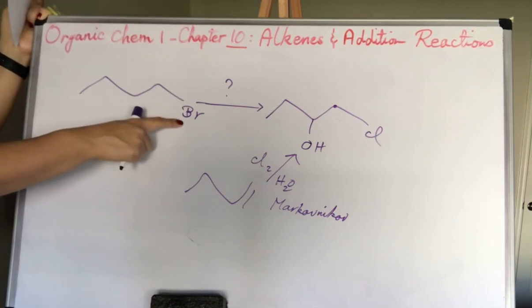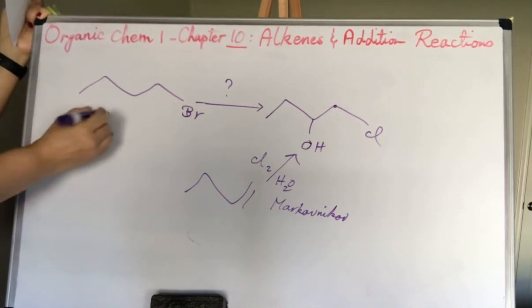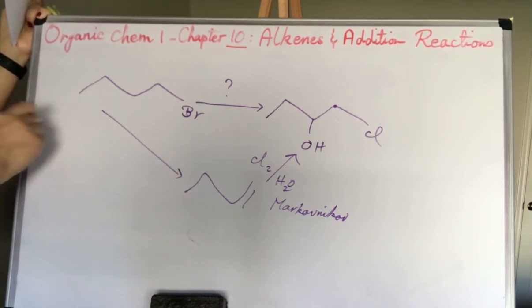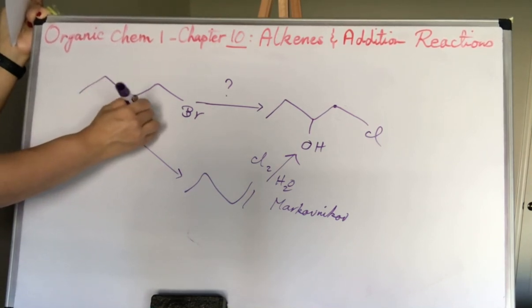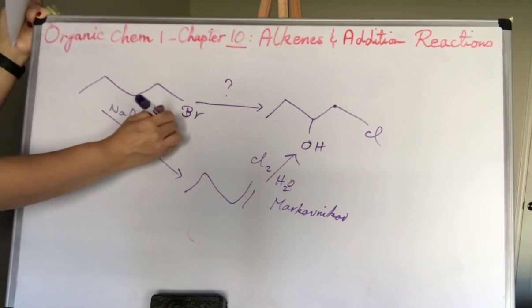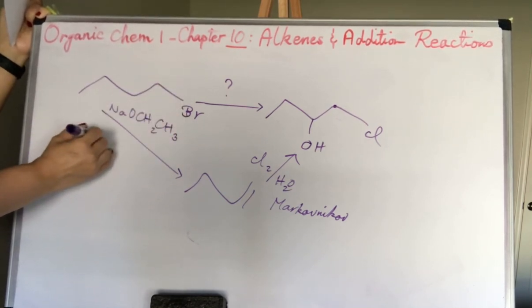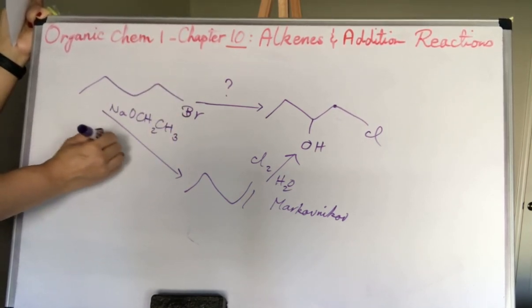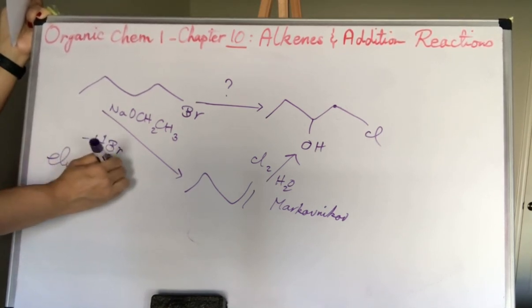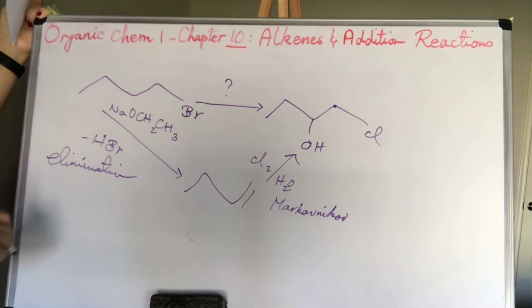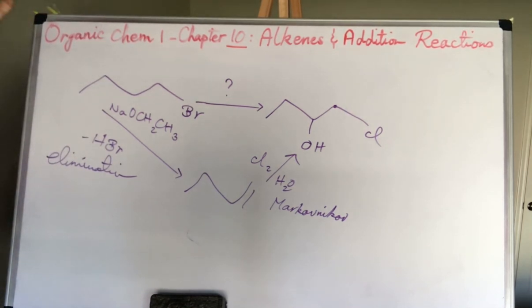But how to change this to this? We can use an elimination reaction. Don't forget we had a big bulky base, strong, to change. So we remove an HB, or elimination reaction, from the previous chapter. We shouldn't forget the previous chapters, right?